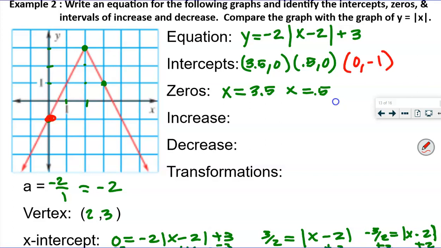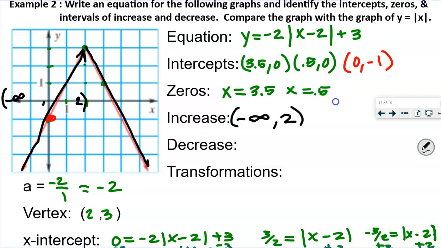Now, let's talk about our increase and decrease. So we're coming in here from the left. What's happening to the graph? It's increasing, right? And it's increasing from where? So we got -infinity over here. And what is this point right here? 2, right? So our graph is increasing from -infinity to 2. And then from 2, what's happening from there? On to infinity out here, okay? So from 2 to infinity, the graph is what? It's decreasing, right? Okay.